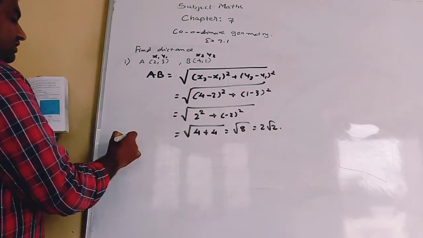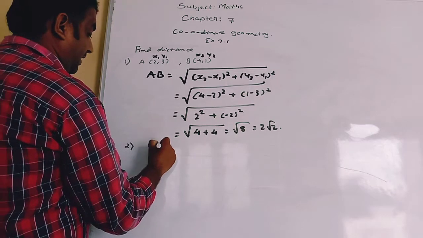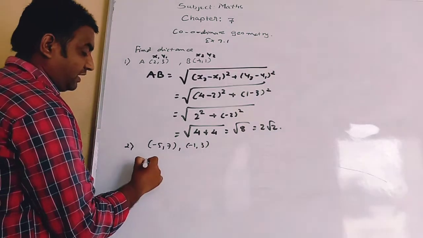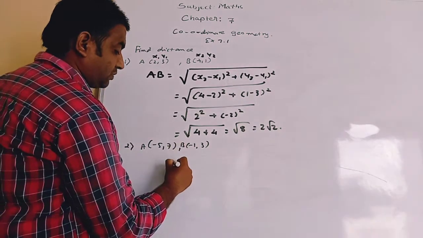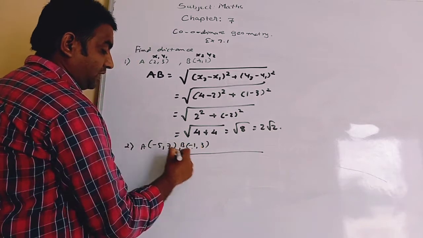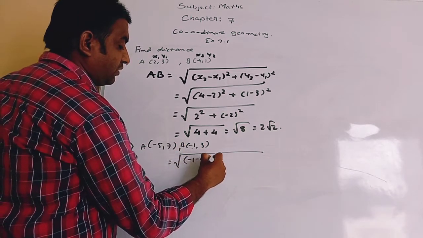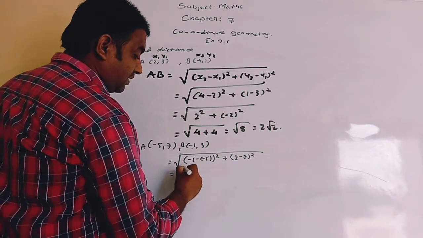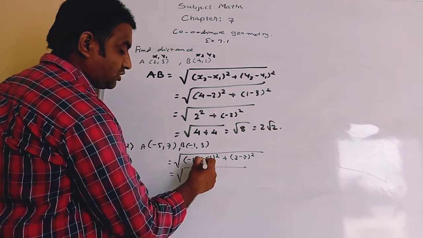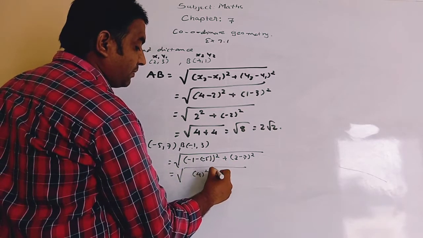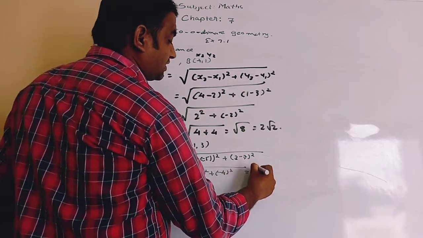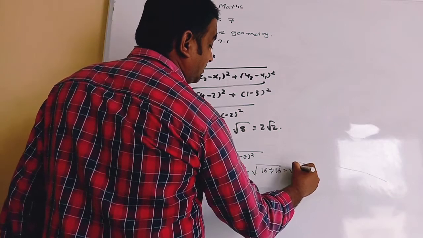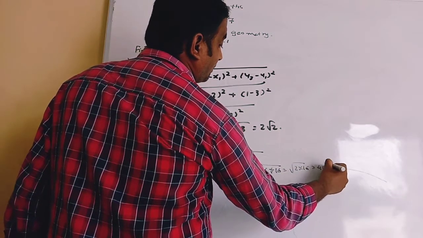Now the second question is given: minus 5, 7 and minus 1, 3. So again we take A and B, then according to this formula it will be (x2 minus x1), so (minus 1 minus minus 5) whole square plus (3 minus 7) whole square. So it is minus minus plus and plus minus minus, so 5 minus 1 it is 4 square plus minus 4 square, so it is 16 plus 16, 2 times 16, and so it is 4 root 2.